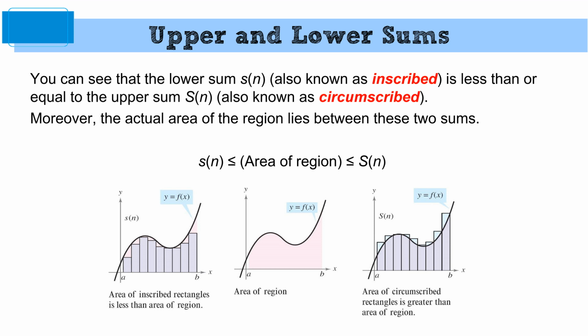Little s, lowercase s, is called a lower sum, also known as inscribed. So from geometry, you remember the words inscribed and circumscribed. Inscribed, drawn inside. Circumscribed, drawn outside. So when all the rectangles are below the graph, that's called a lower sum or an inscribed Riemann sum. Lowercase s.